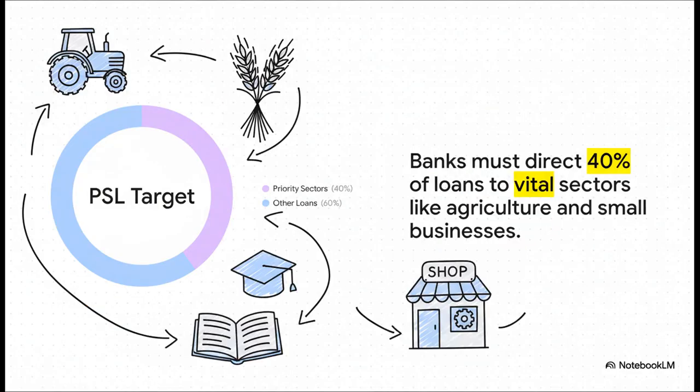All right, so that's the gas and brake. Now let's grab the steering wheel. This is where those qualitative tools come in, like something called priority sector lending, or PSL. This is a rule from the RBI that says banks have to lend a certain chunk of their money, we're talking 40%, to specific crucial sectors. Think agriculture, small businesses, the real backbone of the Indian economy. This is so important because it ensures that the parts of our economy that need capital the most actually get it, so they can grow and create jobs.